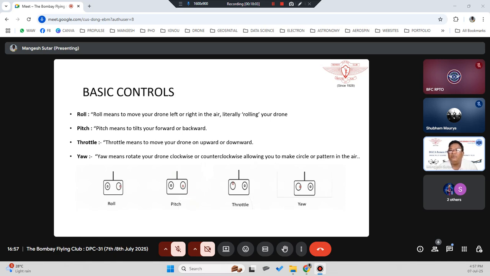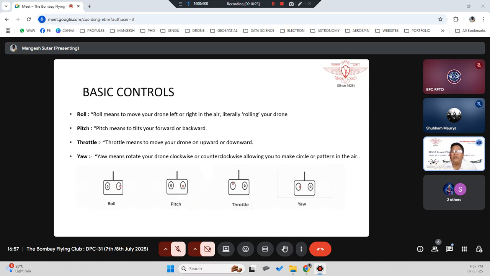Okay, so when you are flying drones, you need to understand the basic controls. Those people who have flown drones might be aware, but for those who have not flown, you have two joysticks on your controller, one on your right side and one on your left side. You always control them with your thumb and first finger. That is called a pinch. You have to use a pinch.